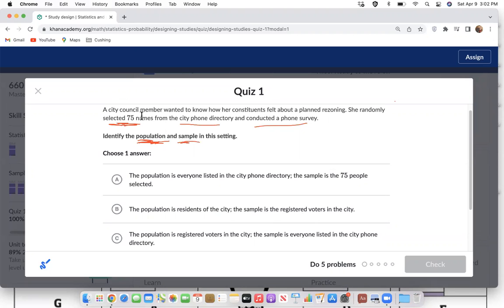It says here she randomly selected 75 names. So the sample, the people that she selected from the population, are those 75 specific people. That's why I like A a little more than B here, because the sample is not all registered voters. It's the specific 75 selected. For C, the population is registered voters. The sample is everyone listed in the phone directory. That's not quite right. The sample is not everybody listed. There's only 75 specific people that we chose in the sample. And those people were selected from a phone book. So the population they were selected from is the phone directory, and the sample was the 75 people from that phone directory. So I'm going to go with A here.